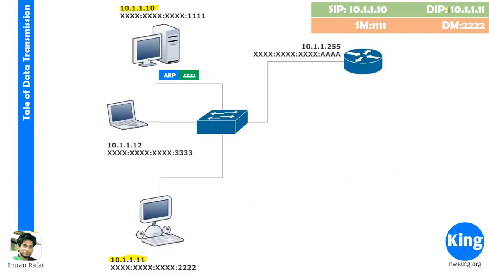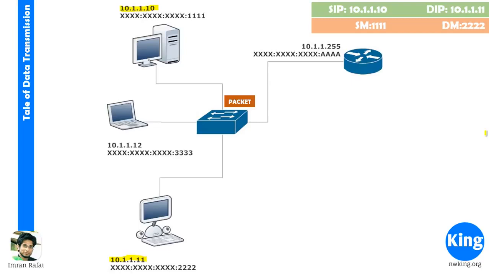So he's got the destination IP address, source MAC address, destination MAC address. Now it creates a packet with this information, gives it to the switch. Now switch looks at the layer 2 information, because switch works in layer 2. Switch can only look at layer 2 information. So it looks at the layer 2 information. It says, okay, it has to go to MAC address of 2222.